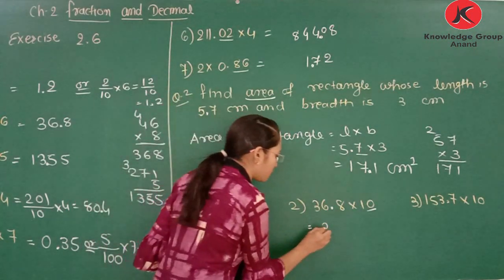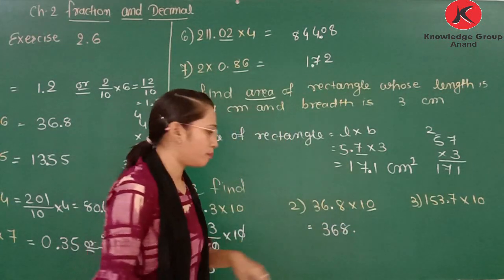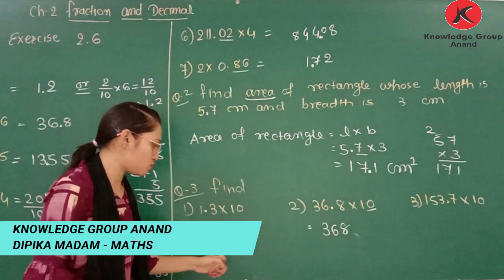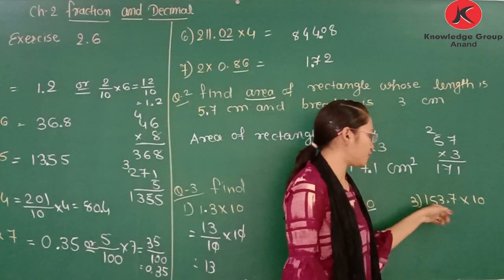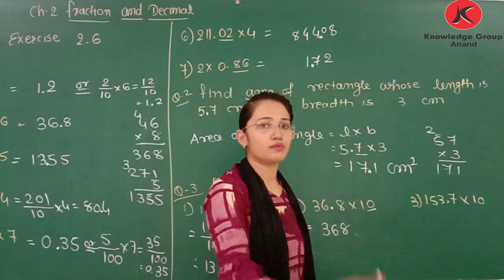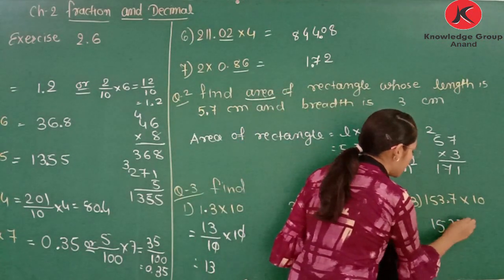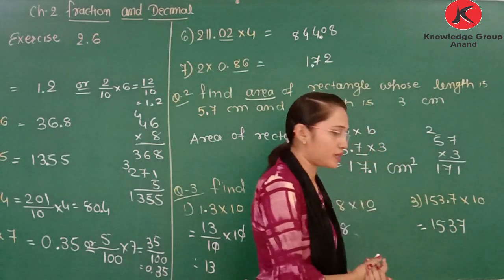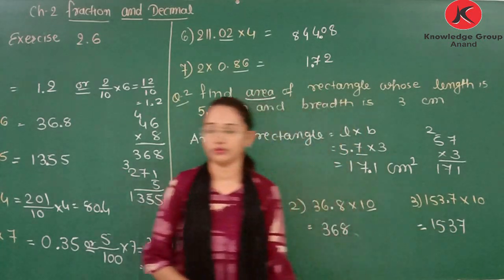If we move, the decimal point comes at the end, and there is no meaning in putting a decimal point here. That's why you can write it is 368. Otherwise you can perform this method. So again, 153.7 multiply 10. Multiply 10 means move the decimal point one step to the right. It is 1537. Clear? Putting a point after 7 has no meaning. That's why 1537 will be your answer.